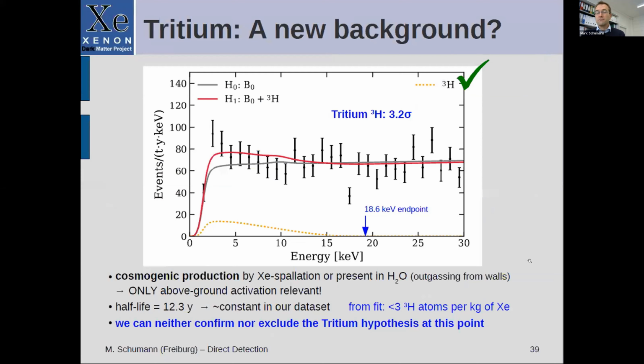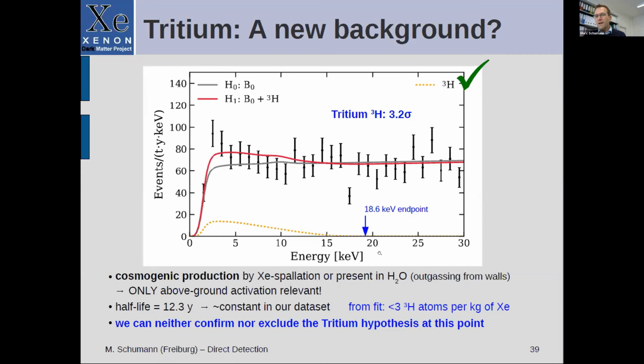Can we claim something? Well, the problem is the big but. Also, tritium describes the excess very, very well. We know that tritium is produced by cosmogenic activation. So if you place your xenon bottle above ground, there will be some tritium produced. But on the other hand, tritium is highly reactive. We also know how to get rid of tritium. Since we have to purify the entire xenon inventory, we are pretty sure that we cannot explain that excess. We need only 3 tritium atoms per kilogram of xenon to explain that excess. A very small number, but we're pretty sure that it cannot come from xenon spallation above ground.